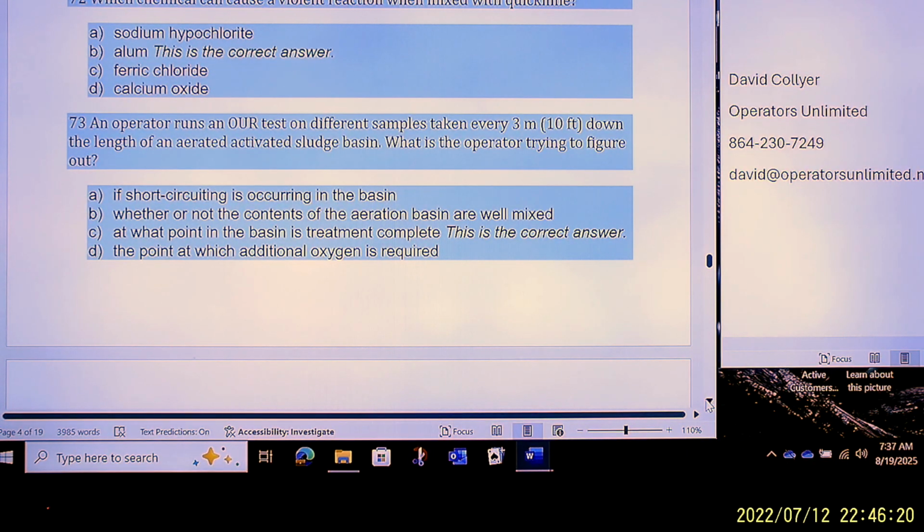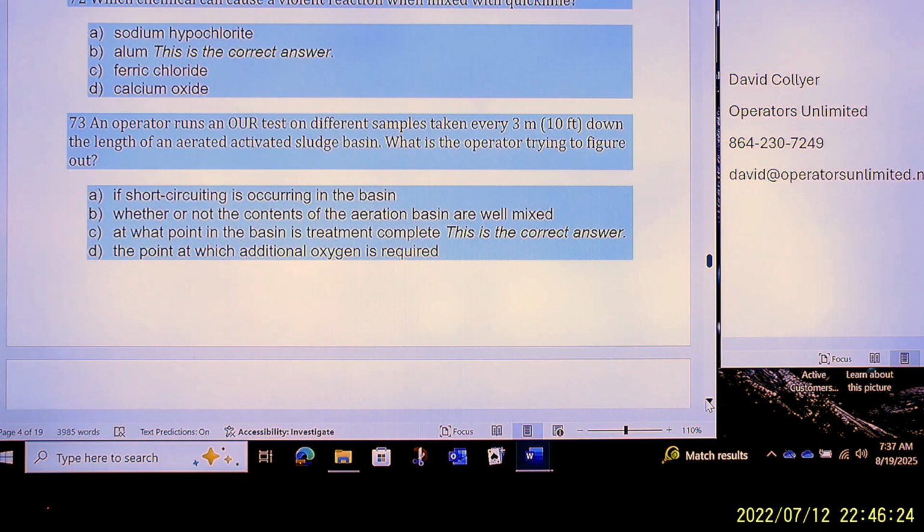72. Which chemical can cause a violent reaction when mixed with quicklime? A, sodium hypochlorite, B, alum, C, ferric chloride, or D, calcium oxide. The answer to 72 is B, alum.